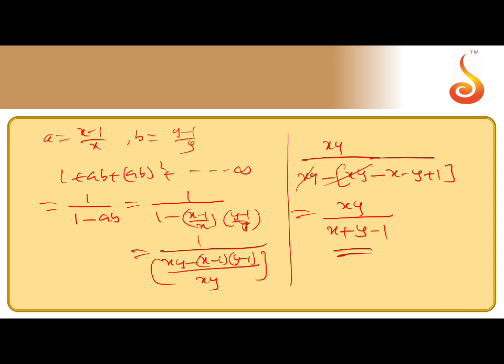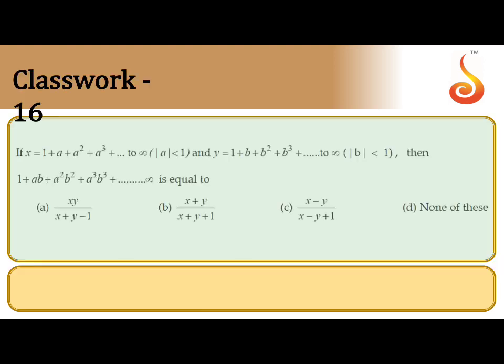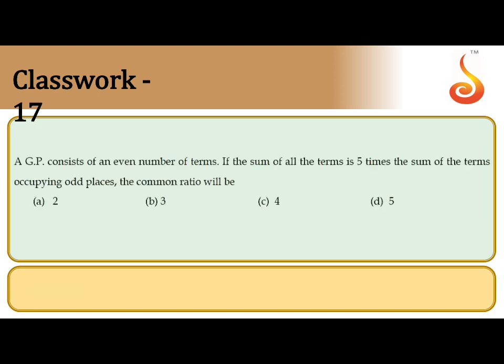Check the option which is the correct answer. So xy only, the first option is there. The answer will be this one only. The other options are x plus y, x minus y. The answer is A. So check once. Next.